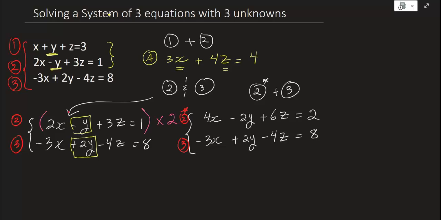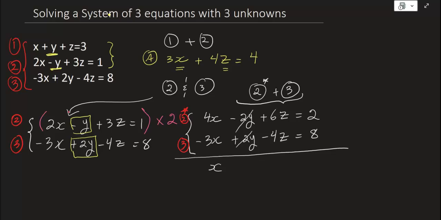Okay, so this is what now we're going to do. So this is what the new equations will be. And to do that, we're just simply adding, and when we add, we get 4x minus 3x, that's just single x, minus 2y plus 2y, that's 0.